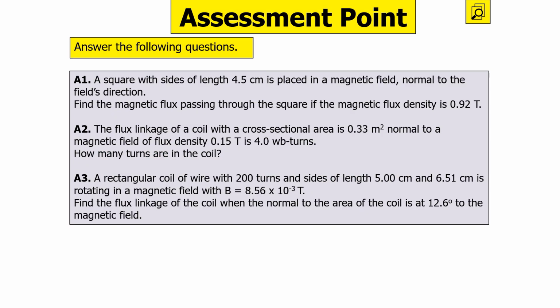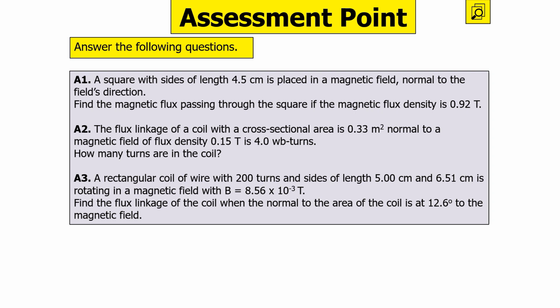Now in this last question, a square with sides of length 4.5 centimeters is placed in a magnetic field normal to the field's direction. Find the magnetic flux passing through the square if the magnetic flux density is 0.92 teslas. The flux linkage of a coil with a cross-sectional area of 0.33 meters squared normal to a magnetic field of flux density 0.15 teslas is 4 Weber turns. How many turns are in the coil?